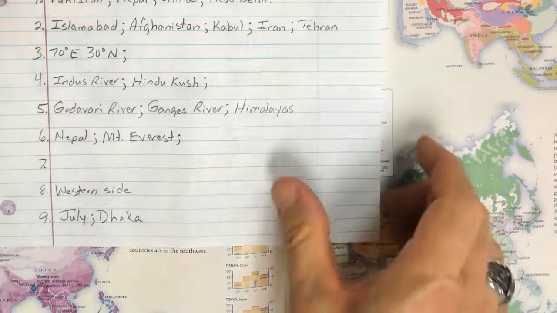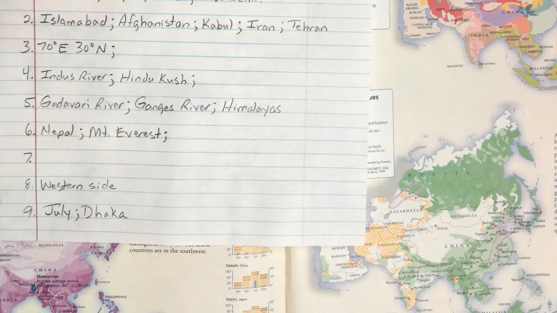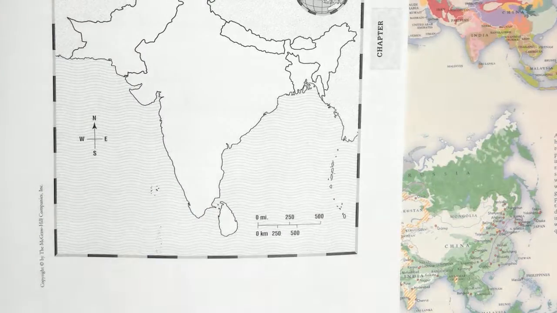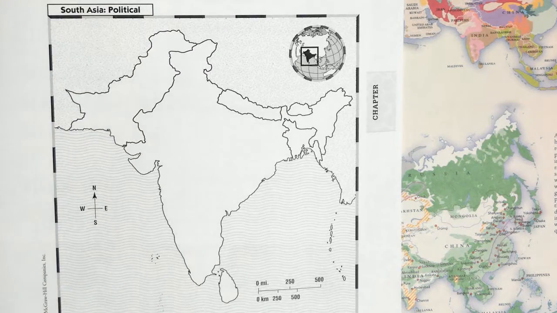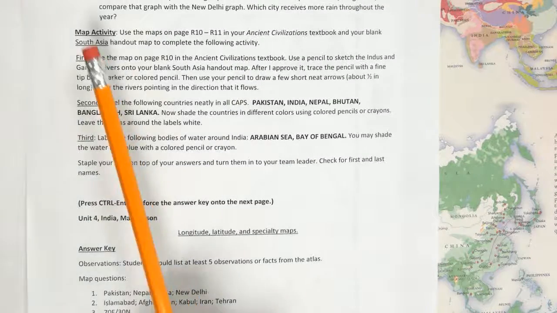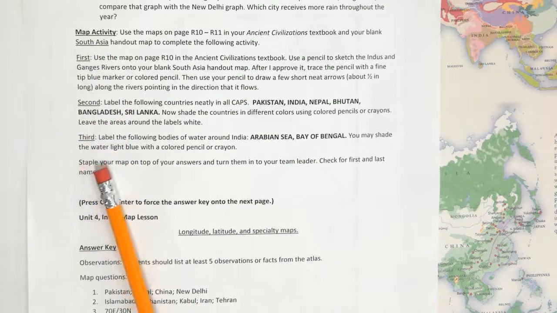Okay? Now that you're finished with that, you need to get one of these blank maps right there and use your instructions under the map activity to complete the blank map activity. Okay? Go ahead and do that now.